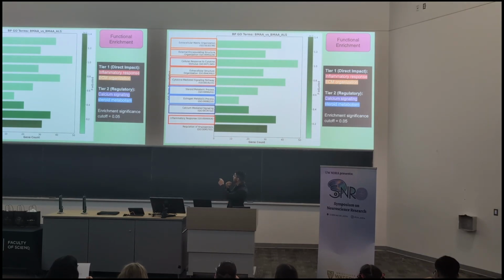And then in tier 2, this is purple and blue, you can see that there are secondary effects. So the first one, they're calcium signaling. So motor neurons are especially vulnerable to calcium overload because they don't have a great ability to buffer it. And so this would help with excitotoxicity.